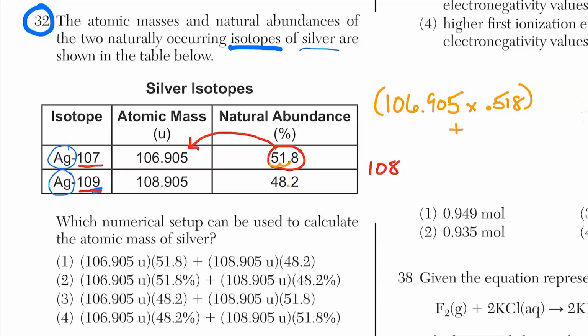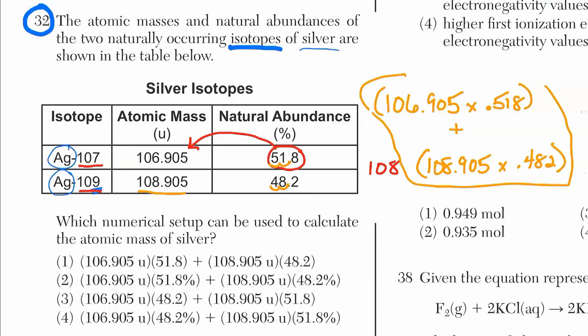I'm going to take 48.2% of this number. So I'm going to take 108.905. That's the actual, very precise mass of that isotope. And you say, why isn't that a whole number? Because protons and neutrons aren't exactly the same mass. And we times that by 0.482. Notice I moved the decimal place 2 places. And that's the problem, guys. That's it. Take the percentage of each of the exact atomic masses for that isotope and add them together.